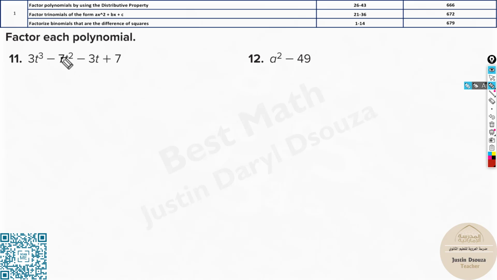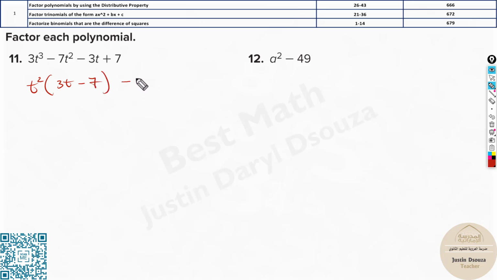Now here also, see, 7 is a prime number. There's no way you can take that out. I mean, you can if you have multiples of 7, but you have 3, lesser than that, so there's no way it's going to happen. So let's leave that over there. Let's just take t to the power 2 outside. You're remaining with 3t minus 7.